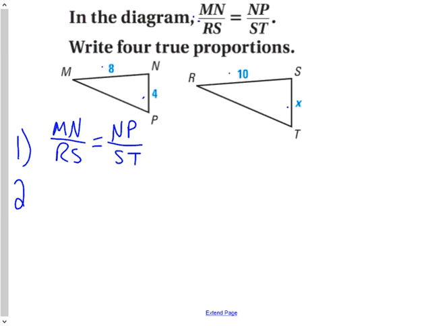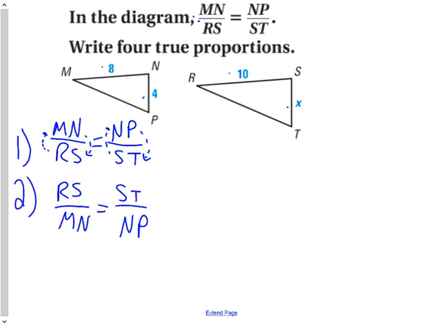Now, again, rule 2 was we can flip them, reciprocal, right? So that means we can switch positions of RS and MN and ST and NP, and we will have a new and still equal proportion. Next, number 3 was we can switch our diagonals. The bottom left and top right can flip and will still be equal. So MN over NP equals RS over ST.